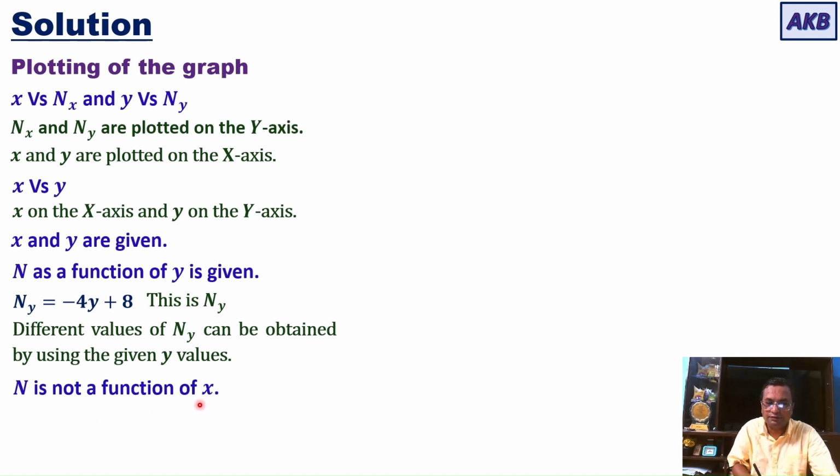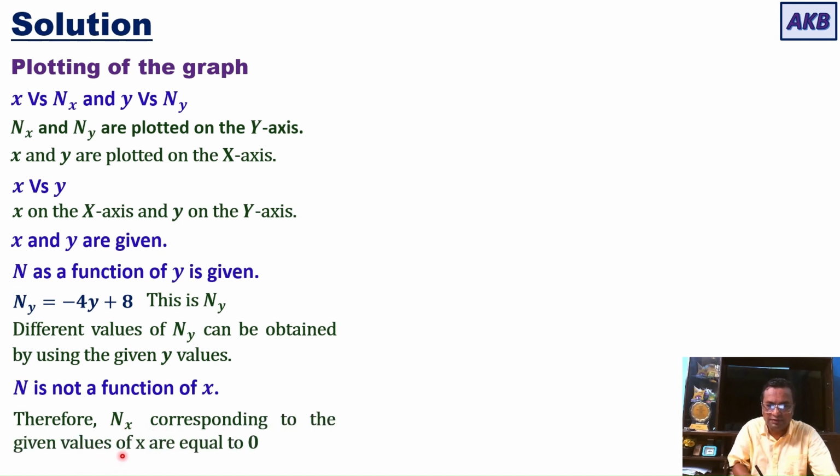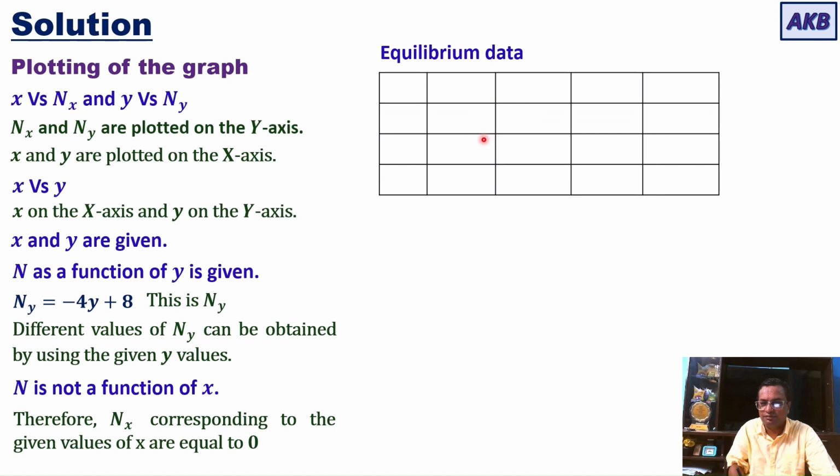Capital N is not a function of x. That means N is not depending on x, which suggests that Nx corresponding to the given values of x are equal to 0. Every Nx that corresponds to the given value of x is 0. So all Nx are 0. The meaning is simple: we will be using the equilibrium data to get Ny and Nx.